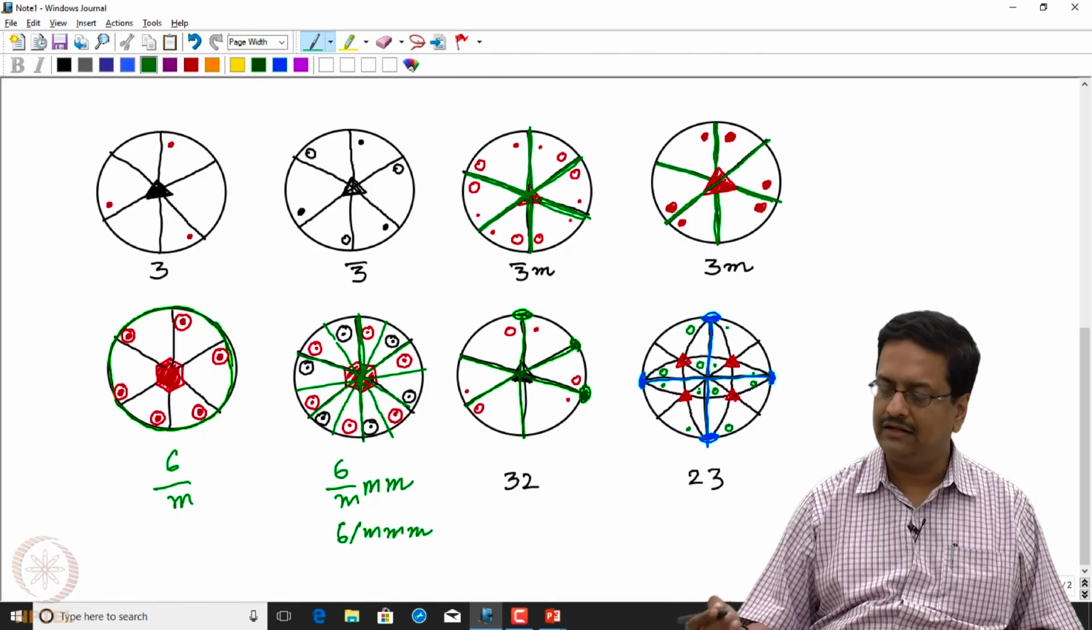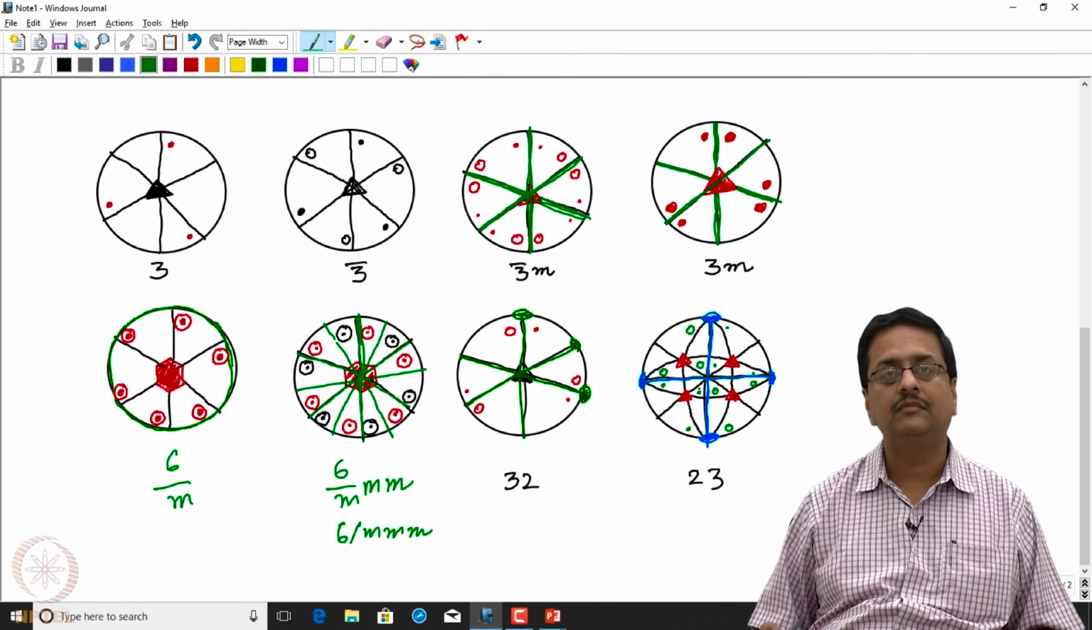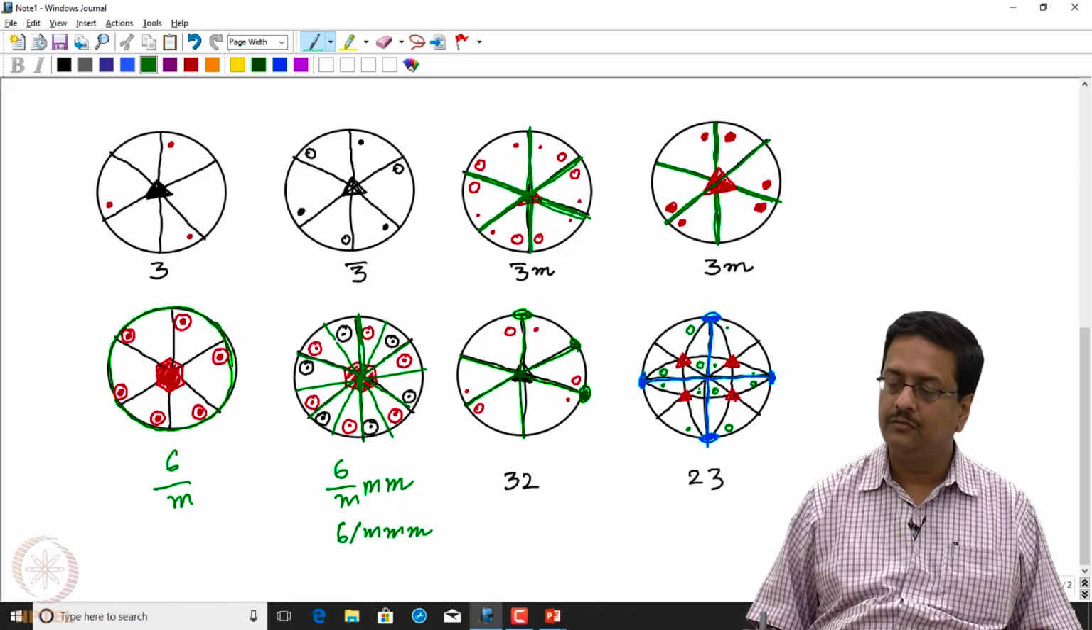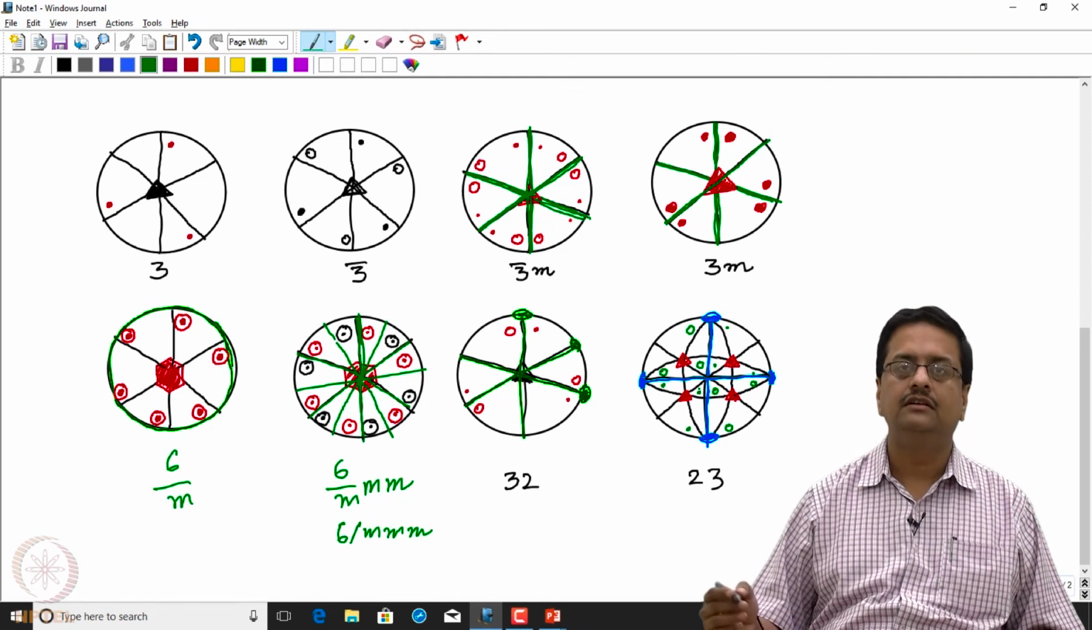You should try to practice these 2,3, 3,2, 6/mmm and all these point group drawings yourself to be able to draw them easily. So in the next class we will continue with the crystallographic planes, directions, Miller indices, etc.